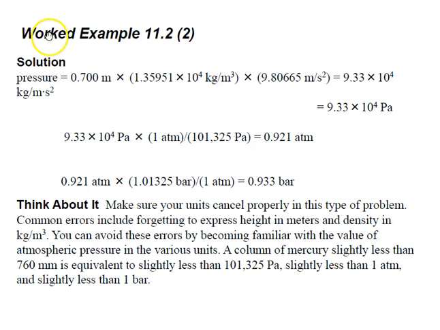In this one, it's not written down anywhere other than in the solution, but you could find this in the table. There are 1.01325 bars in 1 atmosphere. We cancel out our atmospheres, and that leaves us with bars. So a really important thing to remember is to make sure our units cancel properly.